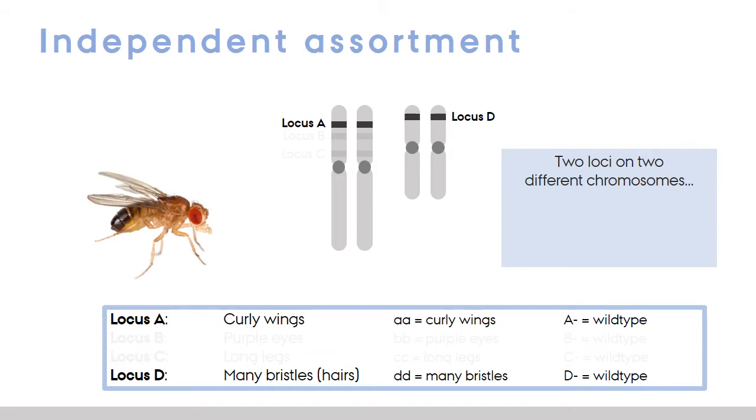So the first example I'm going to quickly explain is independent segregation. That is what we see, for example, when 2 loci are located on 2 different chromosomes, but also if 2 loci are located on the same chromosome, but when they're really far apart. In that case, the loci are independent, and that means that there is no linkage. And in these cases, we see what we've seen in Mendelian genetics.